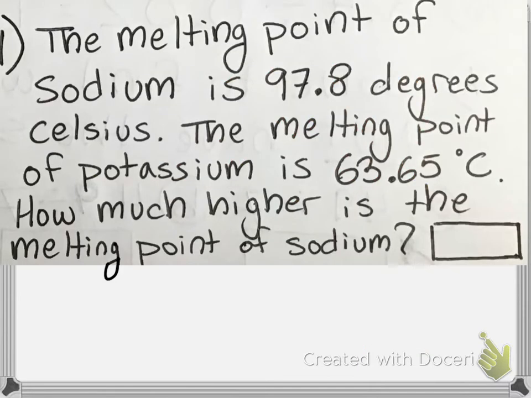So let's look at this one. This one's a two-parter. The melting point of sodium is 97 8/10 degrees Celsius. The melting point of potassium is 63 65/100 degrees Celsius. How much higher is the melting point of sodium? What am I going to be doing here? Addition, subtraction, multiplication, or division?